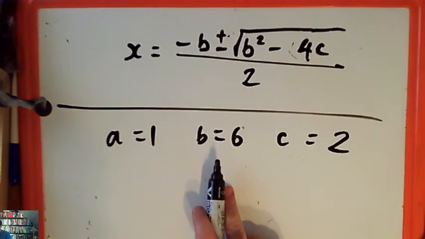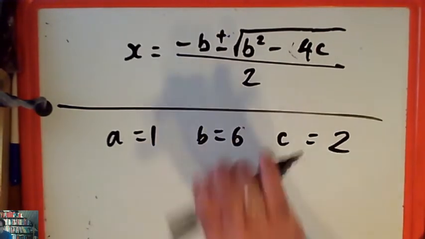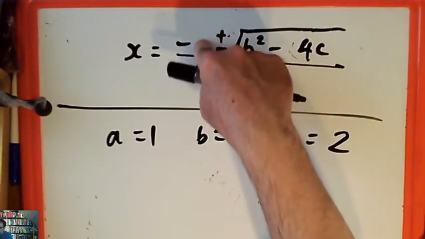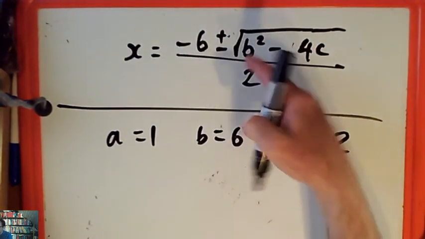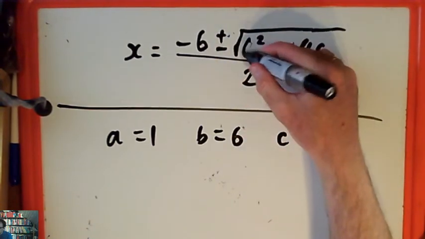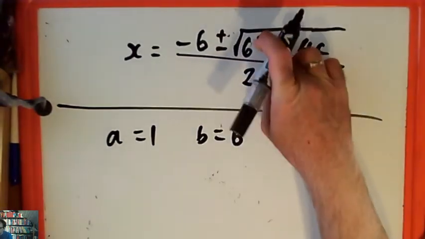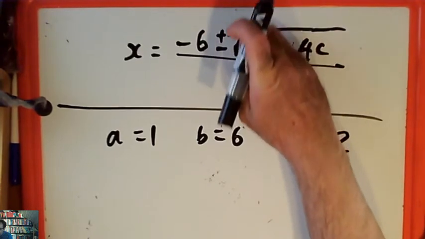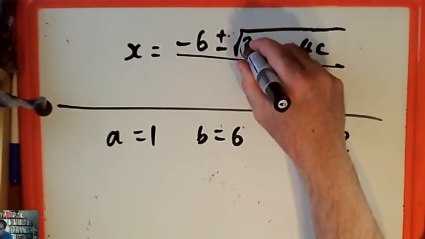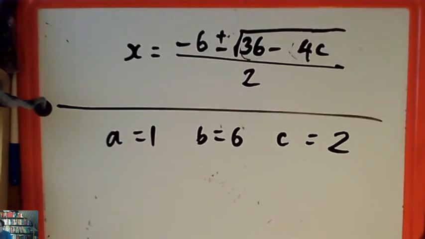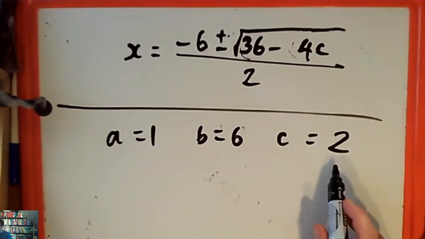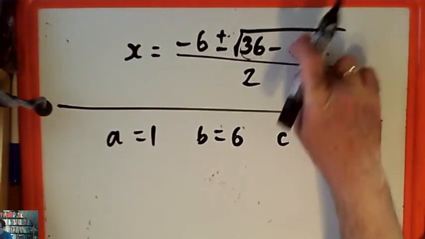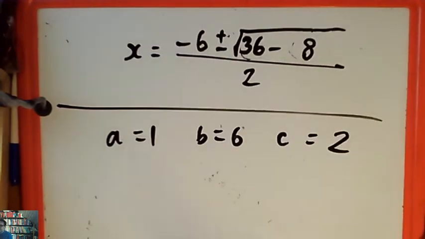Let's put the b's in now. So b is 6, so minus b becomes minus 6. That minus was already in the formula. B squared becomes 6 squared, and 6 squared is 6 times 6, which is 36. And then that's all the b's. Let's put the c's in. 4c, so that becomes 4 times 2, and 4 times 2 is 8, so I'll stick an 8 in there.